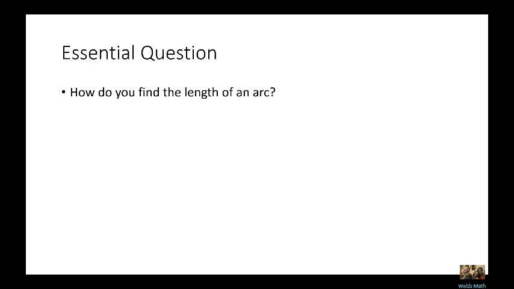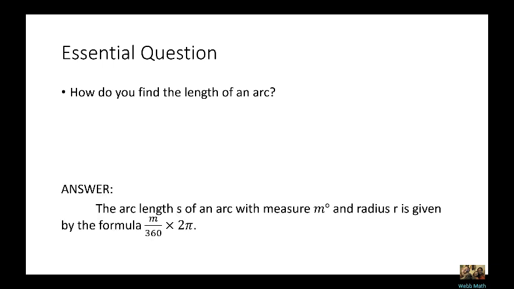Okay, the essential question: how do you find the length of an arc? We're still involving ourselves with circles here. The answer is that the arc length S of an arc with measure of some angle, some degree M, and a radius R is given by the formula: however many arc measure degrees that you get, M, divided by 360, because there's 360 degrees in a circle, times 2 pi.